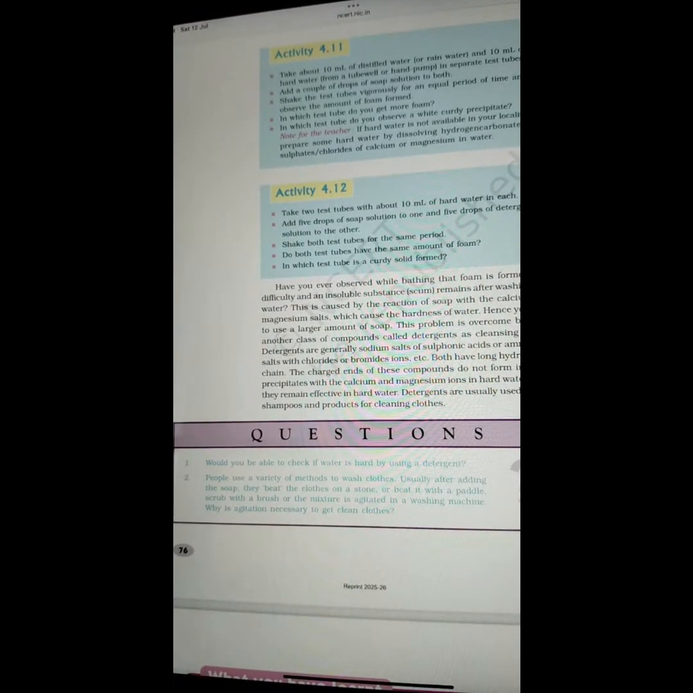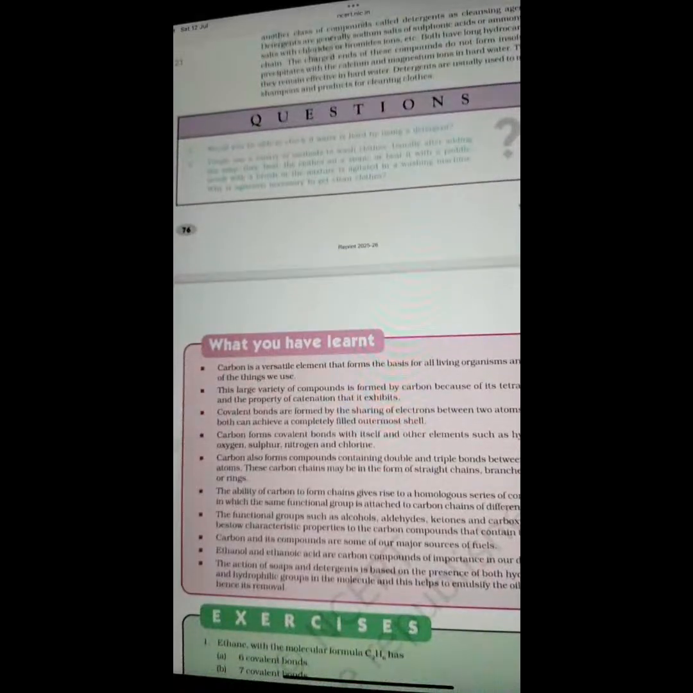Next block, in-text questions. 1. Would you be able to check if water is hard by using a detergent? 2. People use a variety of methods to wash clothes. Usually, after adding the soap, they beat the clothes on a stone or beat it with a paddle, scrub with a brush, or the mixture is agitated in a washing machine. Why is agitation necessary to clean the clothes?